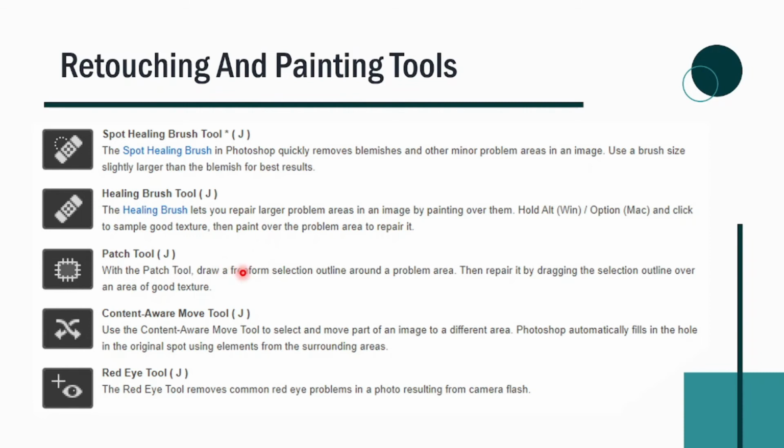Patch tool. With the patch tool, you can select a free-form selection outline around a problem area. Then repair it by dragging the selection onto an area of good texture. So that is patch tool. Next, content-aware move tool. This one is used to select and move part of an image to a different area. Okay, so automatically Photoshop fills the hole in the original spot using elements from the surrounding areas.